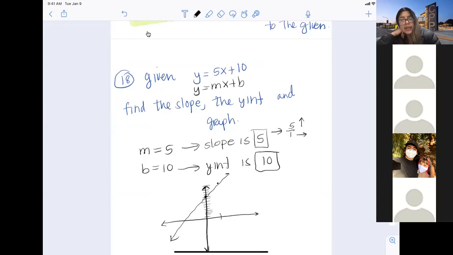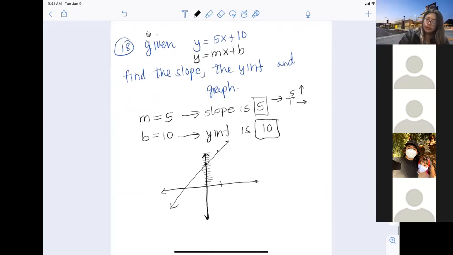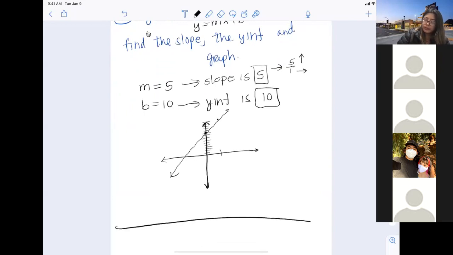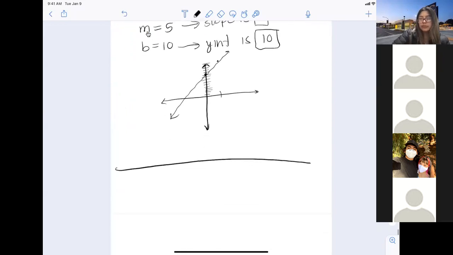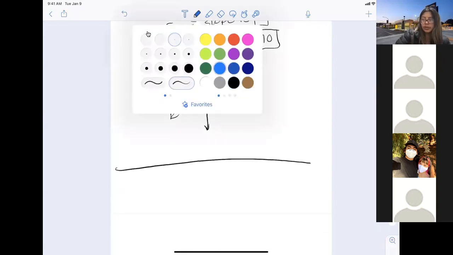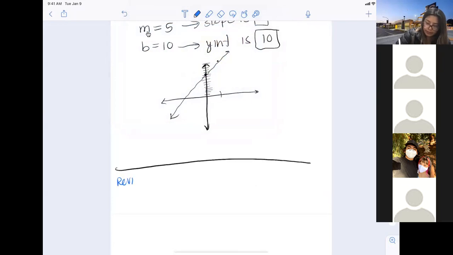So with this last question, number 18, we finished chapter 2. We're going to start covering chapter 3. So we're going to start the review for chapter 3.